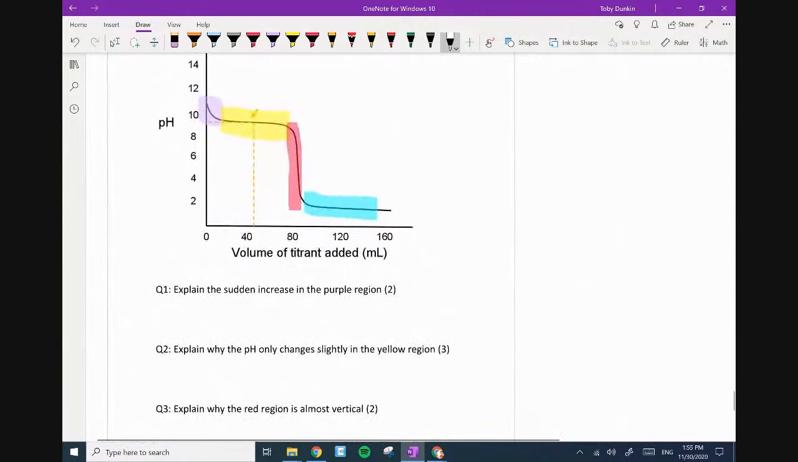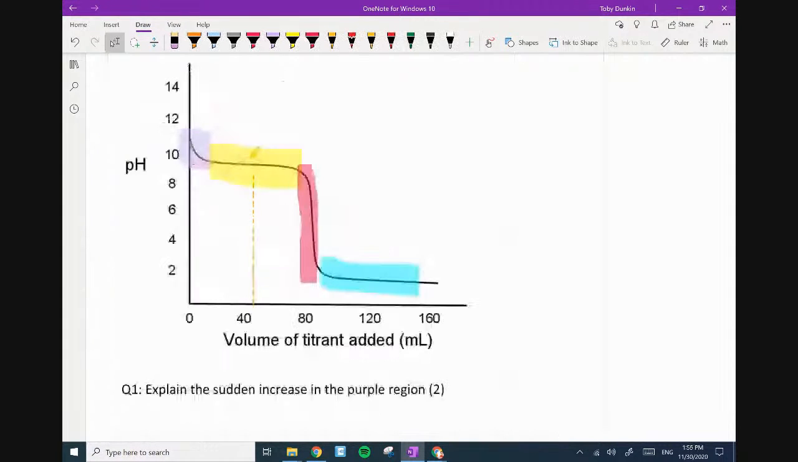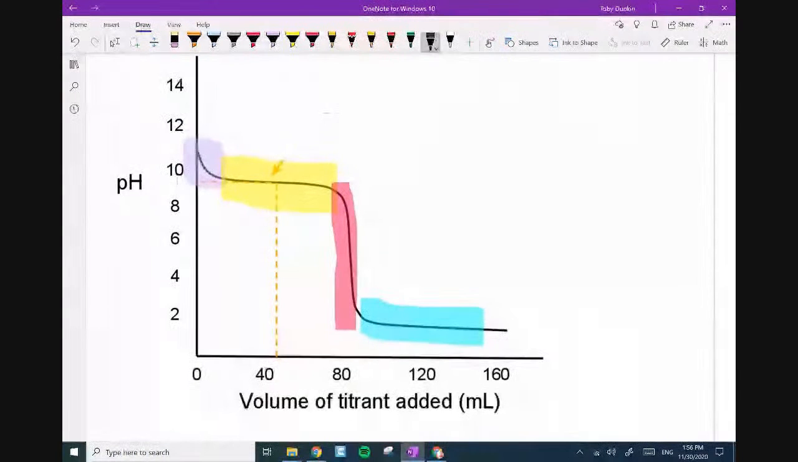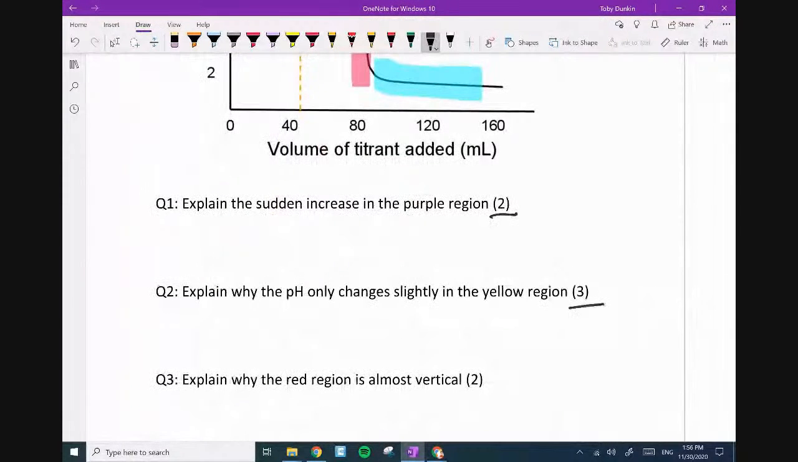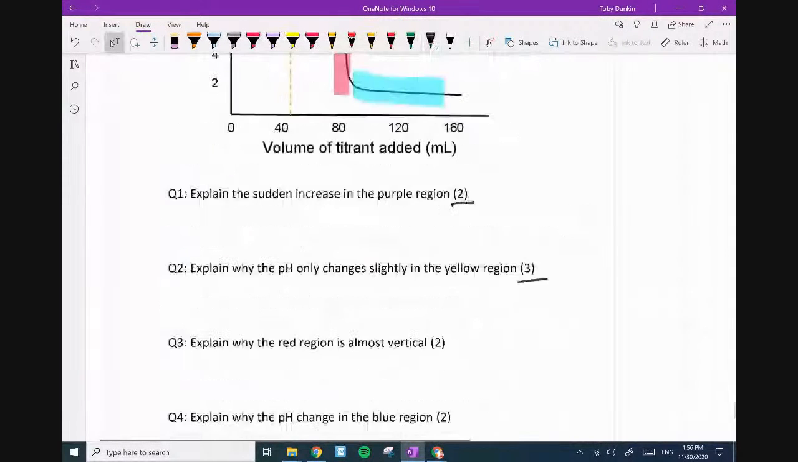So anyway, 4 questions came from this graph, which was to explain each one of these sections. And you can see the marks for each of these particular points. They're mostly 2s, but there's a 3 in there as well.